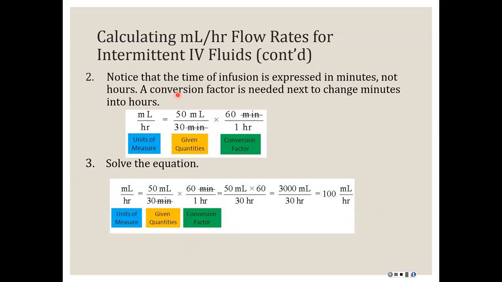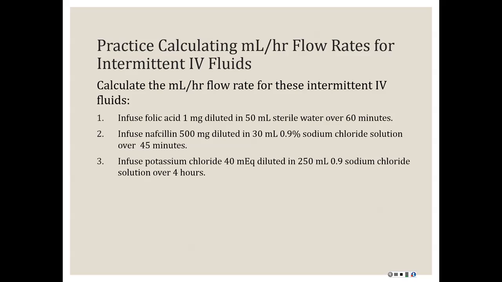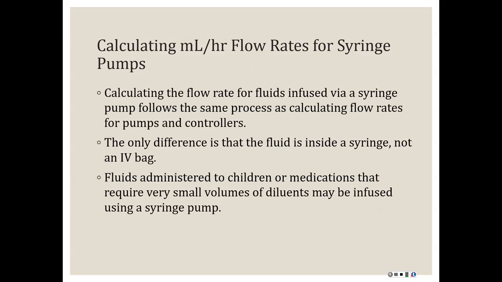So we need to keep going, and we're going to then put minutes up here, and we know that 60 minutes equals an hour. When you look at your reduction then, we see that both minutes are crossed out, and then we're left with milliliters per hour. When we go through and put that into our calculator, we're given the answer of 100. So we have 100 milliliters per hour would be the rate of administration. I have some more practice problems provided for you here.